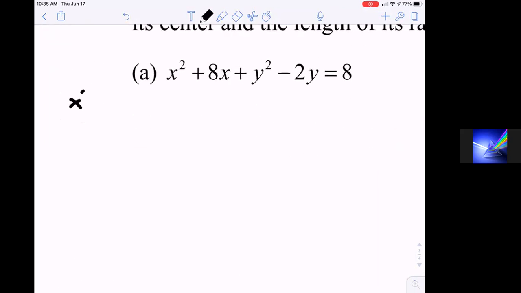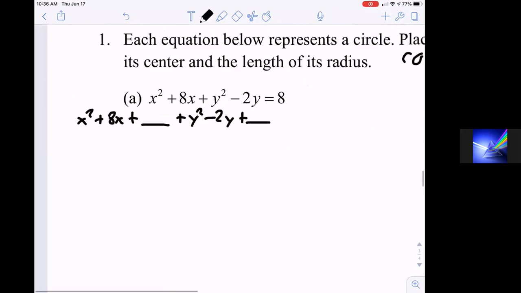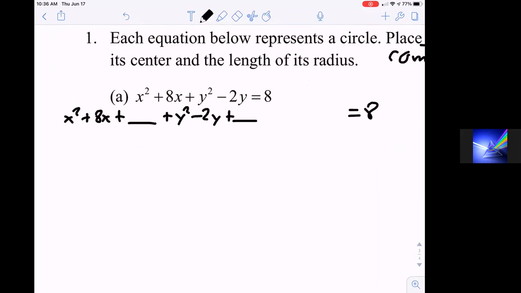Let's rewrite this as x squared plus 8x plus leave some space plus y squared minus 2y plus leave some space. Leave a little more space and then equals 8. Underneath each space, we're going to write b over 2 squared because that's how we find that third term. First we identify the b term, which is 8. Take half of 8, which is 4, and 4 squared is 16. So we'll add 16 here and simultaneously subtract 16 over here.